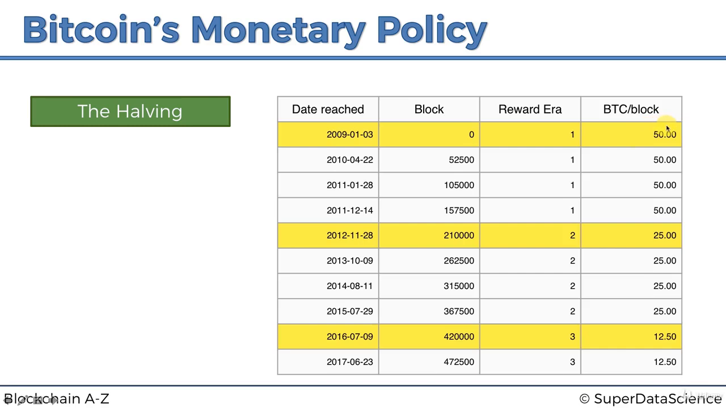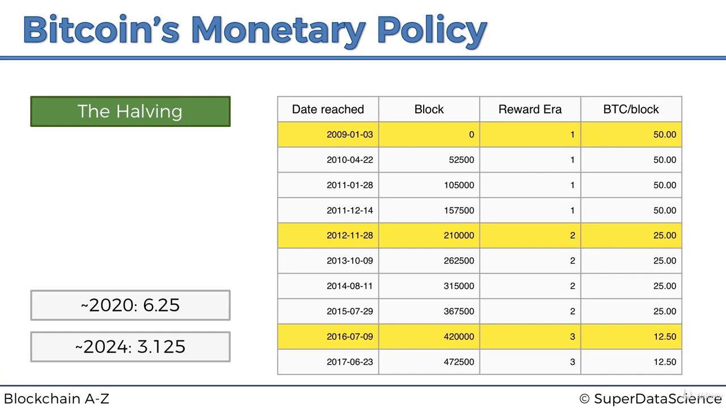So at the start it was 50 bitcoins per block. From November 2012, it became 25 bitcoins per block. And you can see that happened at block number 210,000. At block number 420,000, it was reduced to 12.5 bitcoins per block. Around 2020, it'll be 6.25 bitcoins per block, and 2024 it'll be 3.125, and it'll continue halving every 210,000 blocks, about every 4 years.